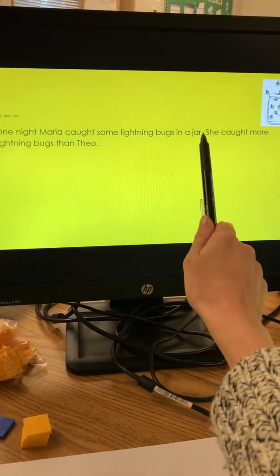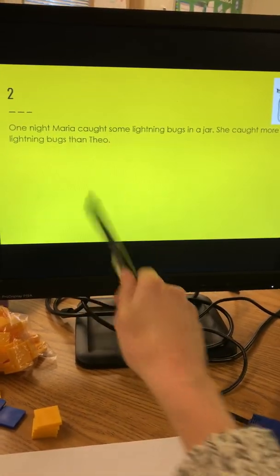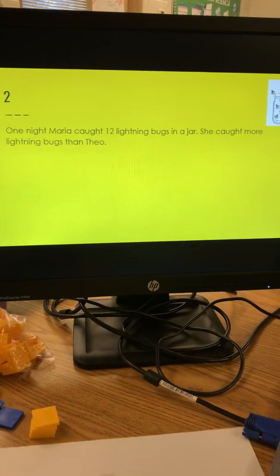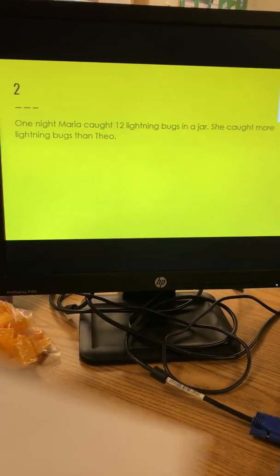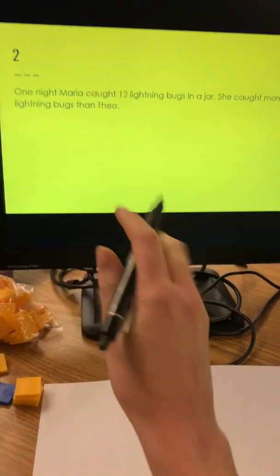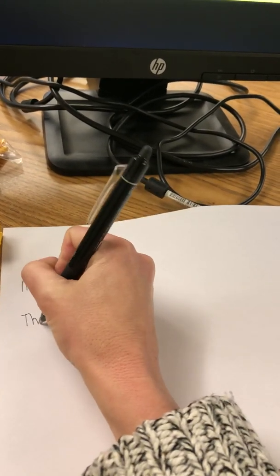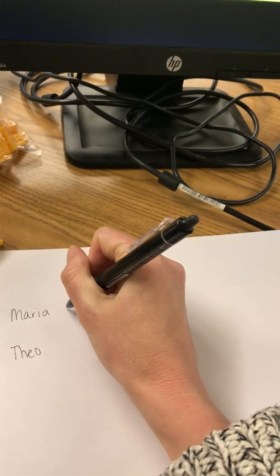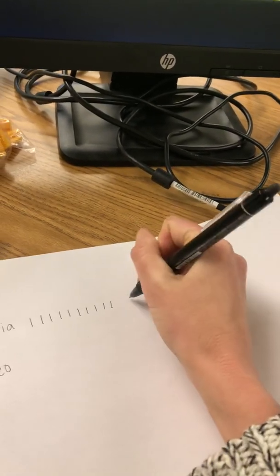Ideally, hopefully they see that she caught more. So Maria has more than Theo. Remember that comparison, okay? All right, now we have this bit of information where Maria caught 12 lightning bugs in a jar. She caught more lightning bugs than Theo. So what do we know now? And how has that changed our information? So once again, we're talking about Maria and we're talking about Theo. Students can then label their paper, Maria, Theo. We know something about Maria now. And we know that Maria has 12 lightning bugs. 1, 2, 3, 4, 5, 6, 7, 8, 9, 10, 11, 12.